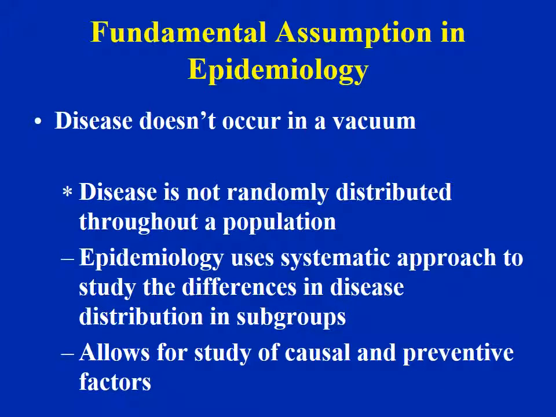One of the keys for environmental health is that we often try to link environmental exposures to health outcomes, and we do that through epidemiology. Fundamental assumptions in epidemiology mean that disease is not just randomly distributed in a population, that it occurs for reasons. Epidemiology uses an approach to study the difference in these disease distributions in subgroups. It can allow for understanding of causal, or what causes the outcome or the disease, and prevention.